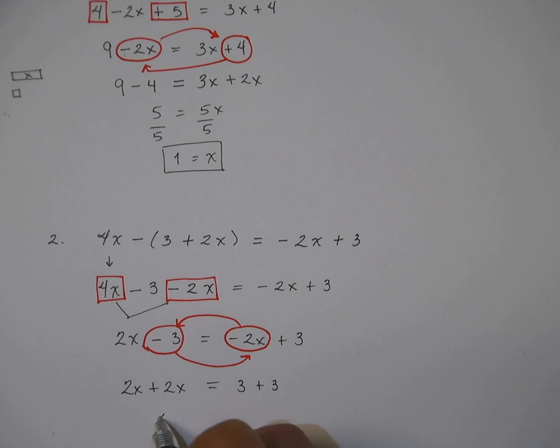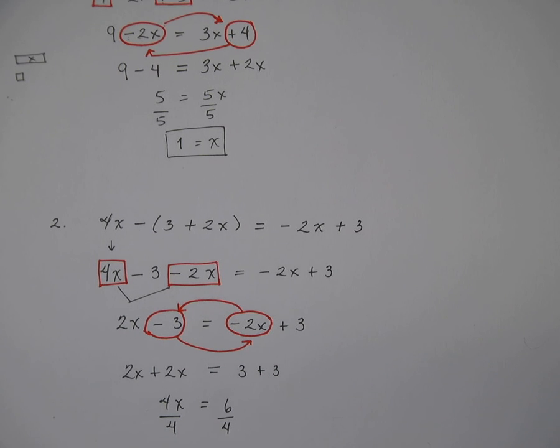Alright, 2 plus 2, well, that's 4x. And then over here, 3 plus 3 is 6. Now I go ahead and divide. But oh no, I didn't get a whole number. That's okay. Algebra is not about having whole numbers. We can simplify this. Remember, divide by the same thing on the top and the bottom. 6 divided by 2. 2 goes into both, so you're going to get 3 divided by 2.